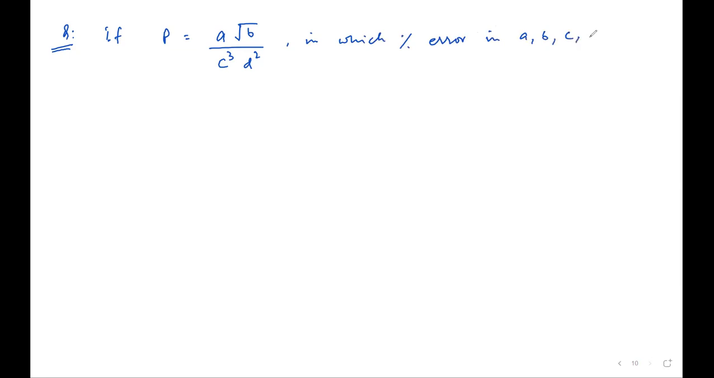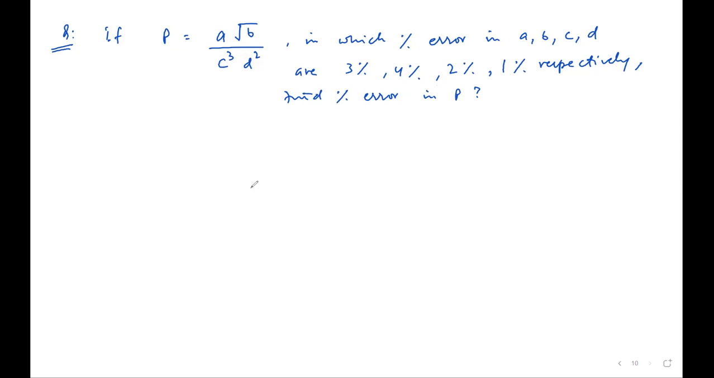I'm giving you some question related to this. Suppose P is equal to A under B divided by C, in which percentage error in A, B, C, D are 3%, 4%, 2%, 1% respectively. Find percentage error in P.